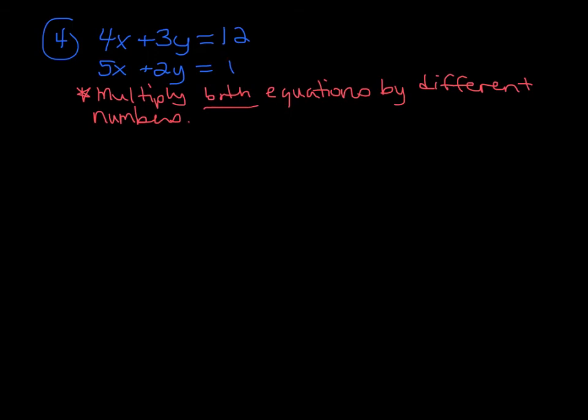And you actually have a choice here. You can eliminate either variable. I really do not care which variable you eliminate. It is your choice. So if you prefer the x, like if you like the 4 and the 5, that's fine. If you like the 2 and the 3, that's also fine.